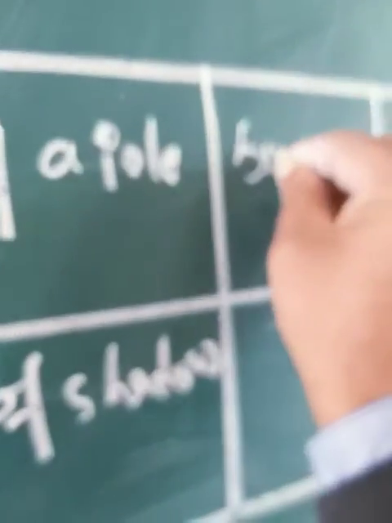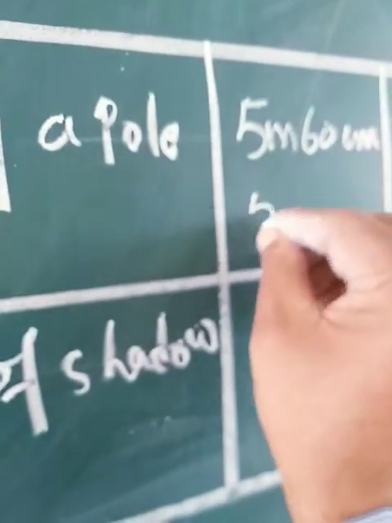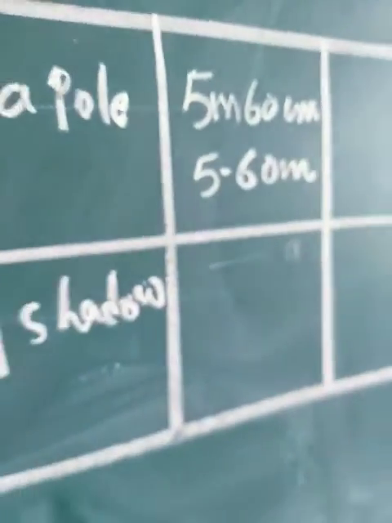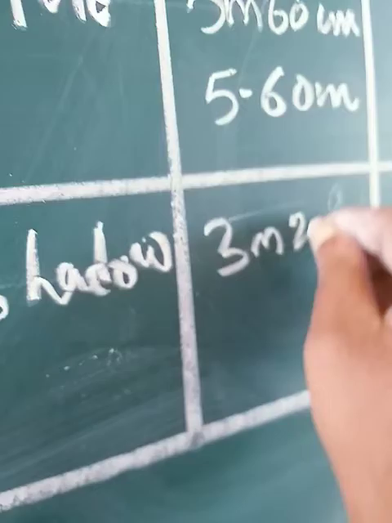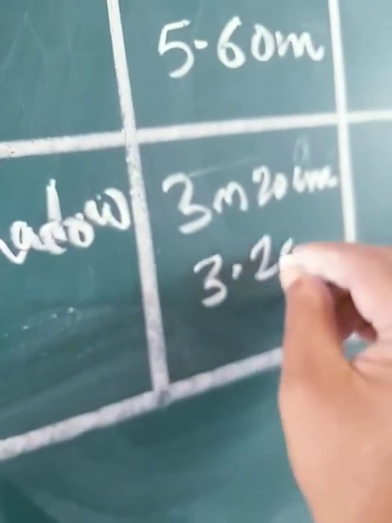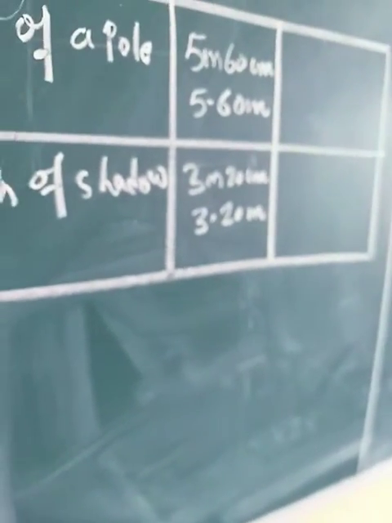Fine. So according to the first question, the length of vertical pole is given 5 meter 60 centimeter. So if we have to write in the decimal form, then we can write this as 5.60 meter. Okay. And what is the length of the shadow? The length of the shadow is 3 meter 20 centimeter is given. So we can write it in this form also, 3.20 meter.